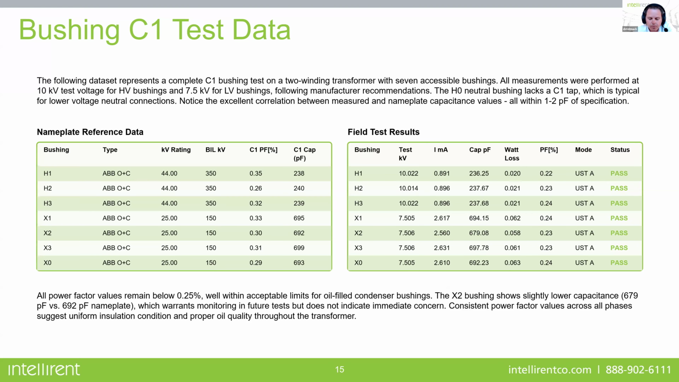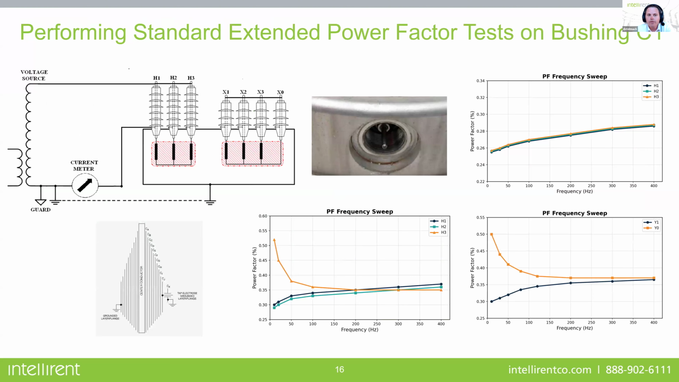And what's nice about C1 is that typically it has a nameplate for each bushing. And so you want to match what the factory did that's stamped on that nameplate for power factor and for capacitance. Now, in modern test sets, there's something called extended power factor. Each manufacturer has a different kind of mode that they call it. But basically, what it is is varying the frequency outside of the 60 hertz, and it's really, really good for bushings and overall insulation.